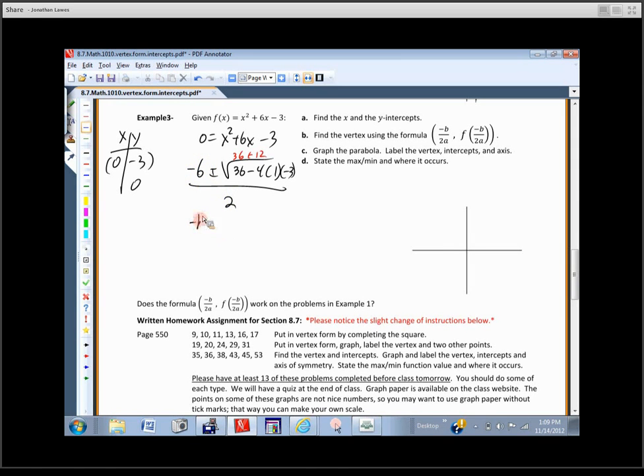Negative 6 plus or minus, this would be the square root of 48, all over 2. Square root of 48, let's see, that's going to be 2 times 24, which is 2 times 12, which is 2 times 6, which is 2 times 3. 4 times 4 is 16. 16 times 3 is 48. Pair of 2's, pair of 2's. So this is negative 6 plus or minus 2 radical 3, all over 2, which is, take a look at this, negative 3 plus or minus radical 3.